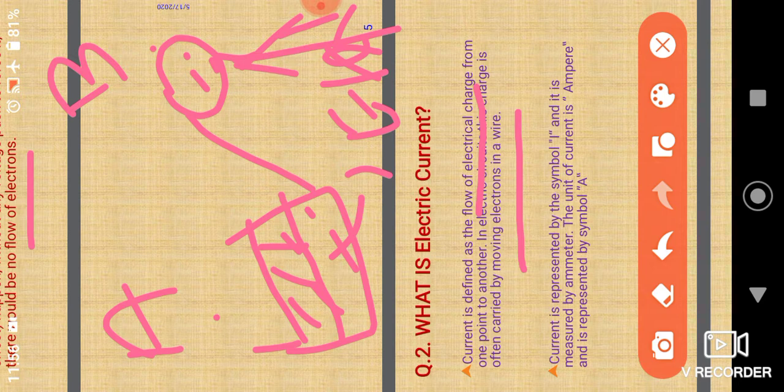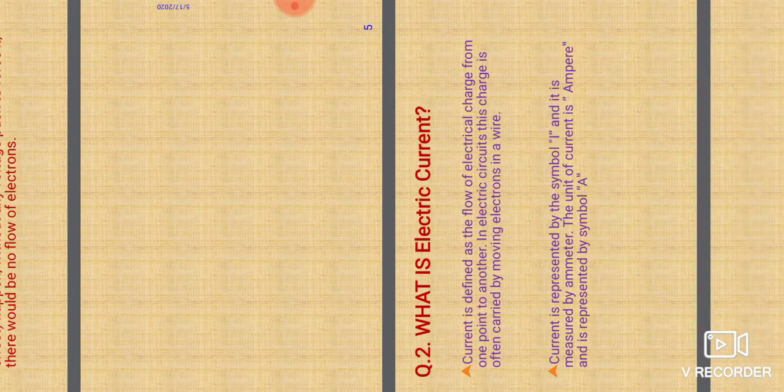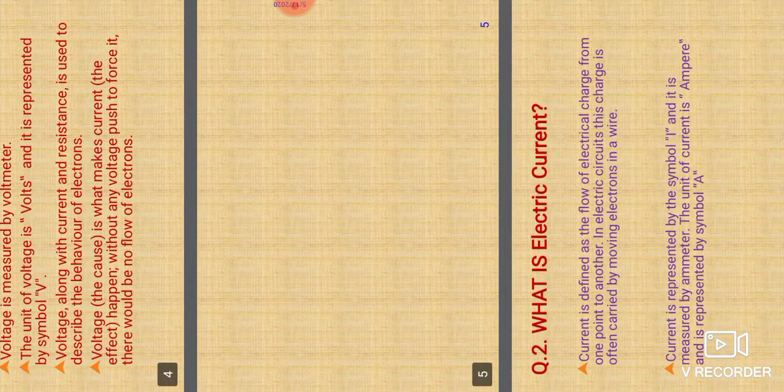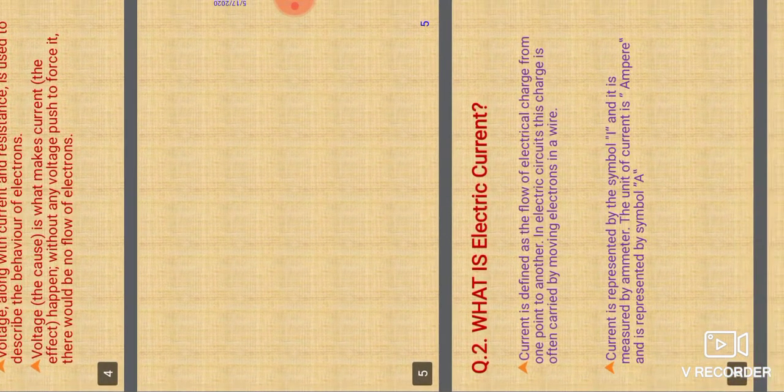So current is clear to everybody? Okay, we'll proceed and I have told you I will explain this line. Voltage is what makes current happen. That means voltage is required to make the current exist. If there is no voltage, there will be no current.